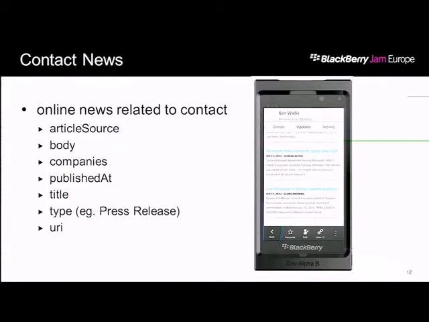Contact news, this gives you a whole bunch of information about news articles related to the organization for your contact. Gives you the source, the body of the information, companies that might have also been called out in this news article, when it was published, the title, the type, and the URI. So this is all handled in our background services and provided to you on the device, and you have access to this and, again, present it however you want.